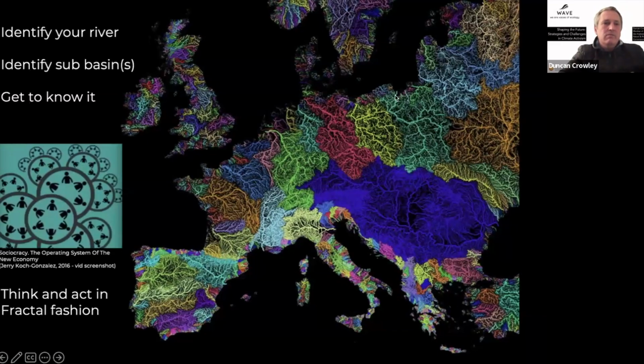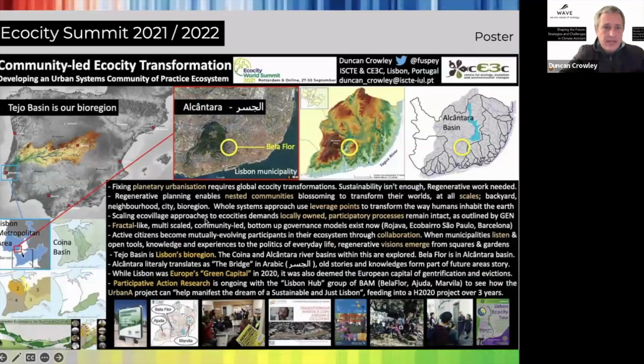So identify your river, identify its sub-basins, because these are all fractal systems. Get to know it, and think and act in a fractal fashion. Our river in Lisbon is the River Tejo, or the Tagus, or the Tajo. It collects Madrid and Lisbon and Cáceres. So they're our community. They're the big cities and all the ones in between that we need to start working together to work out how to live better together.